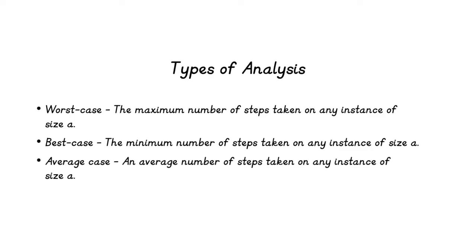Generally, we perform the following types of analysis: worst case, best case, and average case. Worst case is the maximum number of steps taken on any instance of size n. Best case is the minimum number of steps taken on any instance of size n. And average case is the average number of steps taken on any instance of size n. As we said before, the complexity of a program is determined by the time or space complexity. So let us see more about time and space complexity.